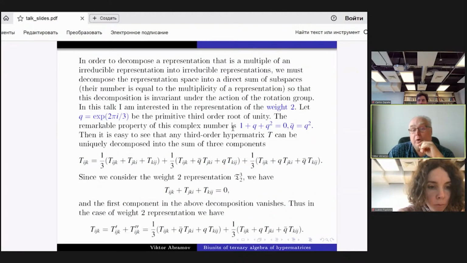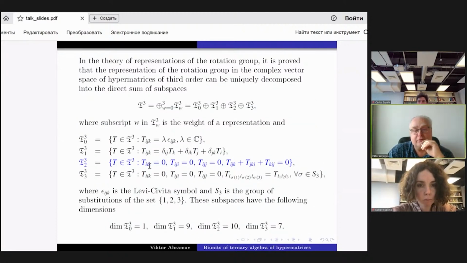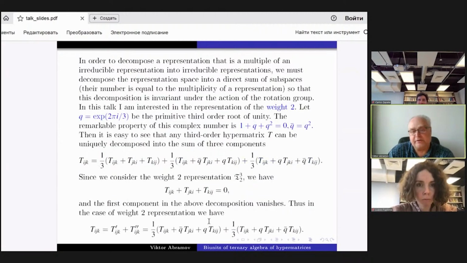In this context, why do I use this decomposition? Because I wish to decompose this space into two 5-dimensional subspaces. And this formula shows that I can do this by projecting this hypermatrix first to this subspace and then to this subspace. So actually this formula shows that I have a decomposition into two subspaces.